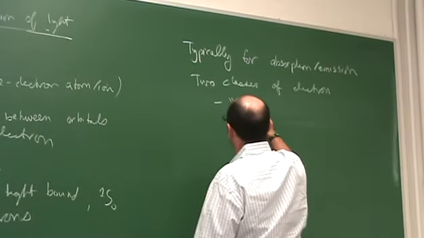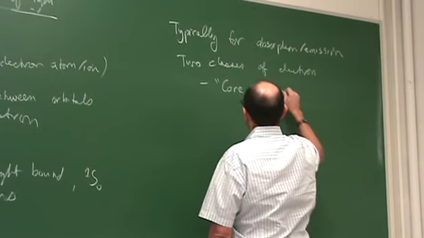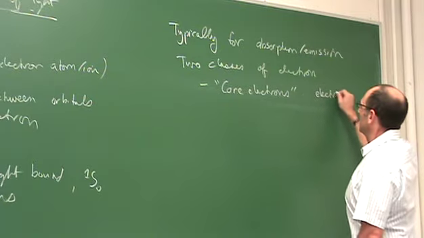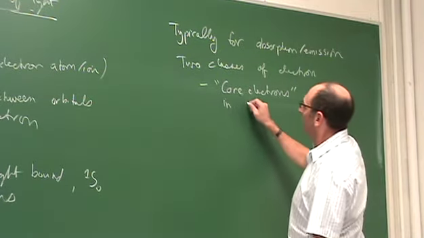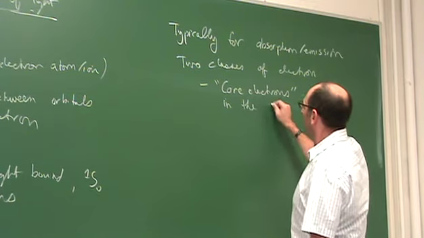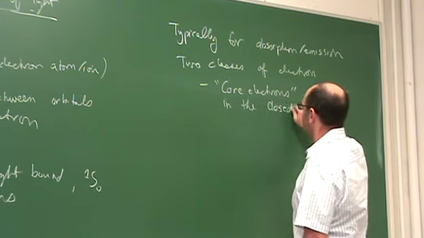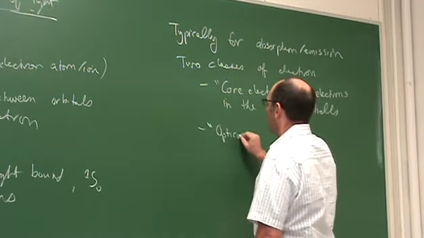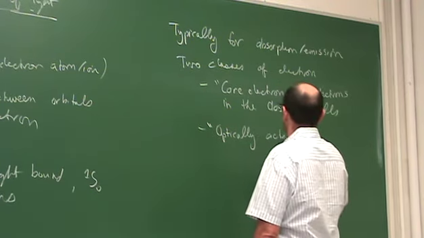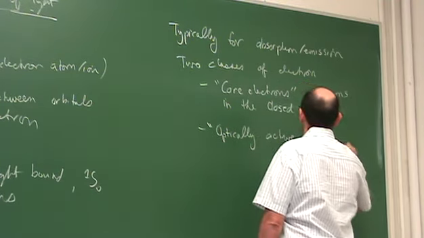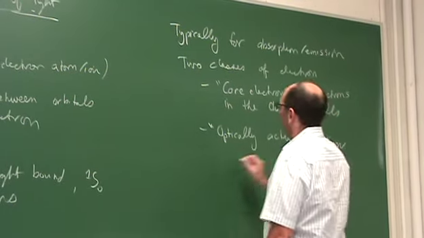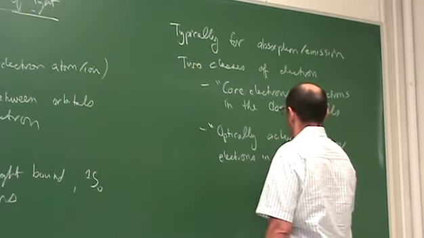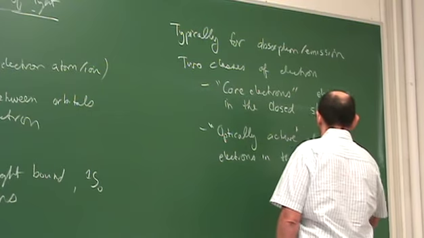The so-called core electrons, which are the electrons in the closed shells, and what are called optically active electrons, which are the electrons in the last subshell.